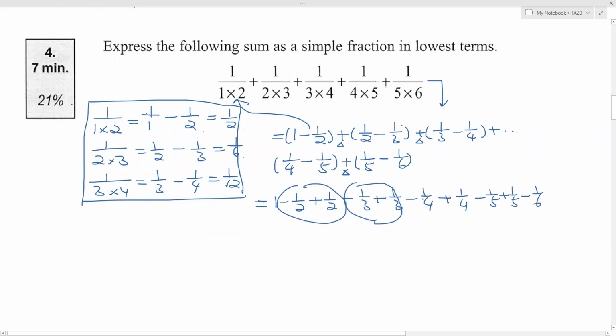So these things all cancel out, all of the things in the middle. The whole thing becomes 1 minus 1/6. So that becomes a very easy fraction.